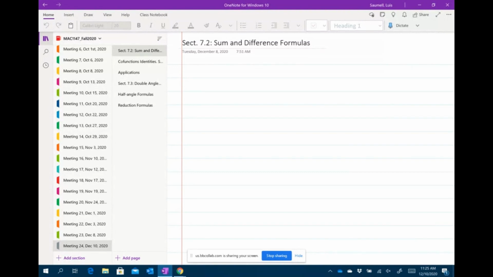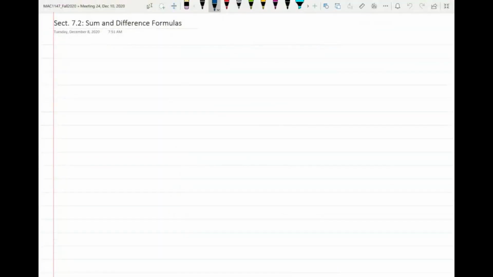Now we're gonna do section 7.2, which is about the sum and the difference formulas. And these are really one of the most basic ones, because once you have these formulas, then we can use them to derive the rest. Okay, so these are very important, the sum and difference formulas.